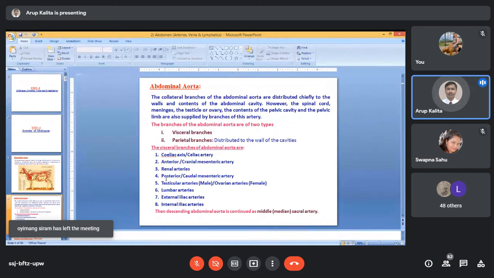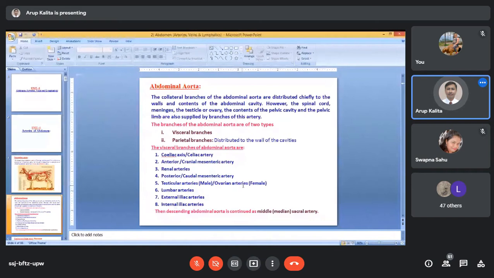Number 4 is the posterior or caudal mesenteric artery. It is also single. Now testicular arteries. So there are 2 testicles, so there are 2 testicular arteries. That is why it is 2 in number.